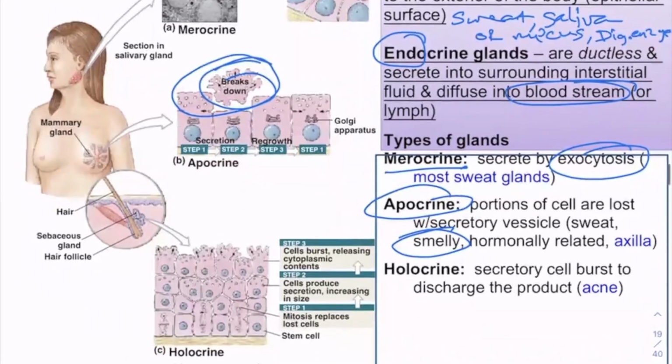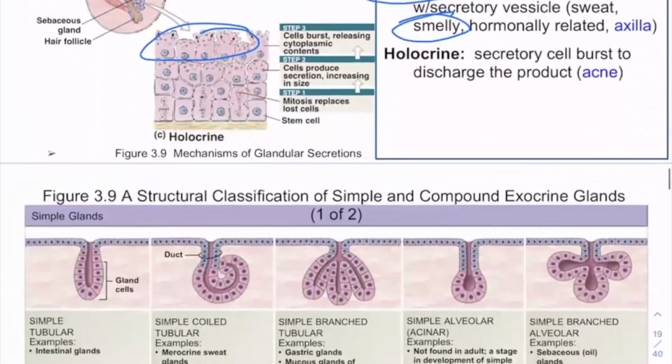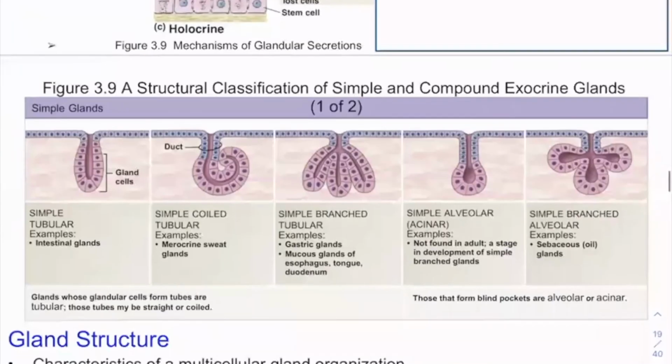Then you have holocrine. That's where the entire cell just breaks open to release what's inside. An example of that would be sebaceous glands that are attached to your hair root. And we'll talk about sebaceous glands in chapter 4.